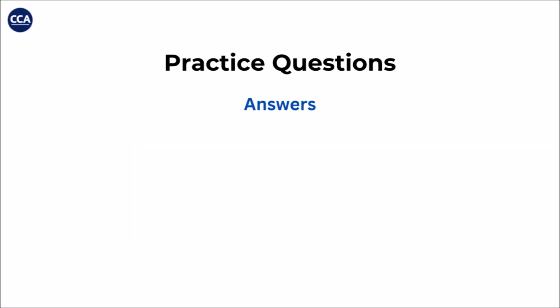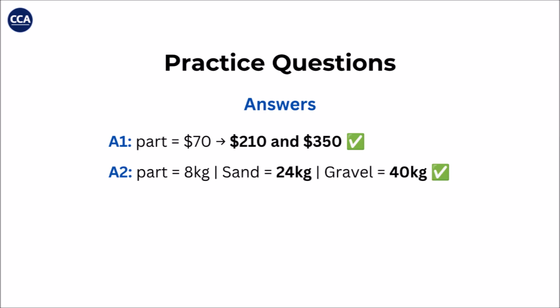Here are your answers. Answer 1. Total parts, 8. 1 part, $560 divided by 8 equals $70. First student, 3 times $70 equals $210. Second student, 5 times $70 equals $350. Check. $210 plus $350 equals $560. Correct.